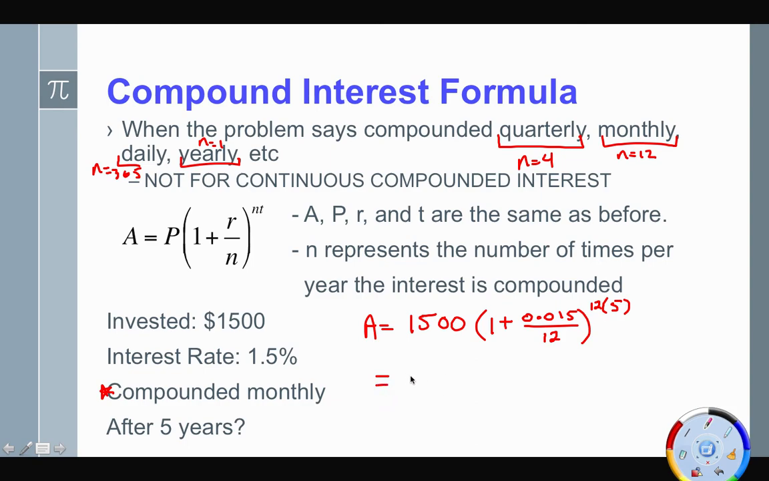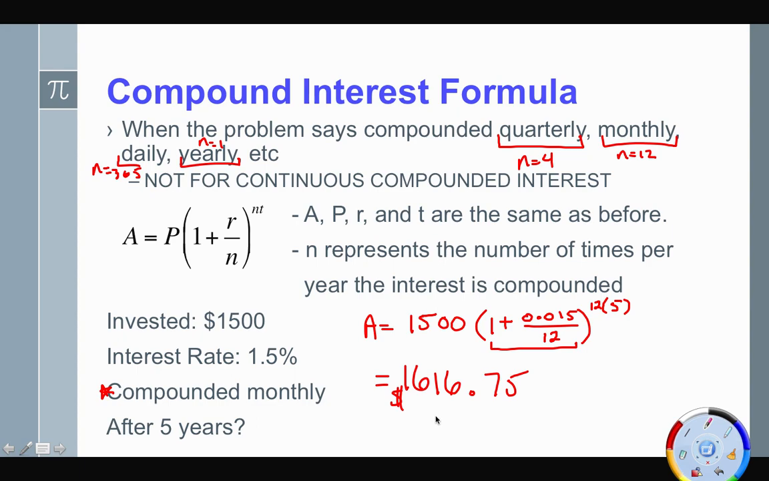And you might plug this into your calculator in a couple different steps. You might figure out what this inside piece is first, and then take it to the power of 60, because 12 times 5 is 60, and then multiply by 1500. Up to you. You can type this in all at once, but that depends on how well you are with your calculators. So I'm going to do it all at once. And I get 1616.75.